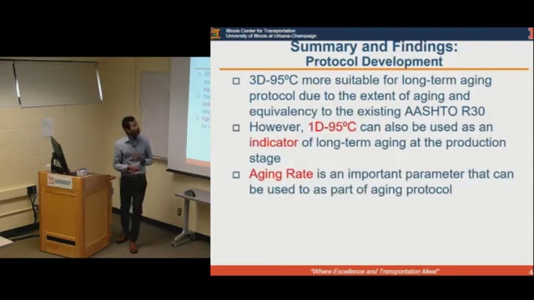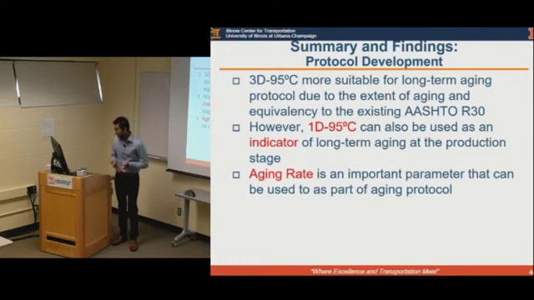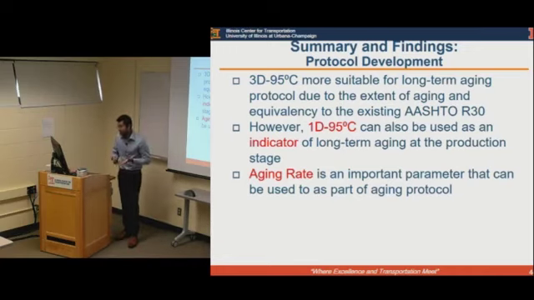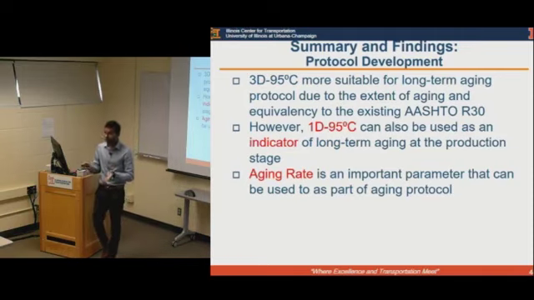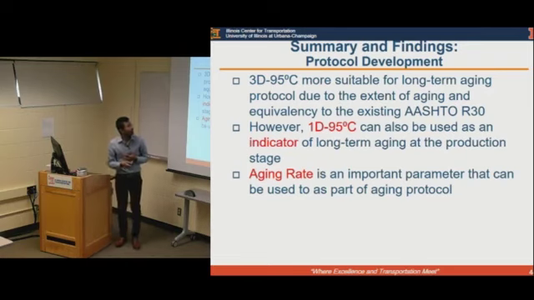So in order to develop the protocol, based on the study we conducted, there are a few takeaways. 3-day 95C and 5-day 85C were giving more stable FIs, with 3-day 95C being more practical. Each of these aging conditions correlates well with the others, and 3-day 95C is considered for the long-term aging protocol.